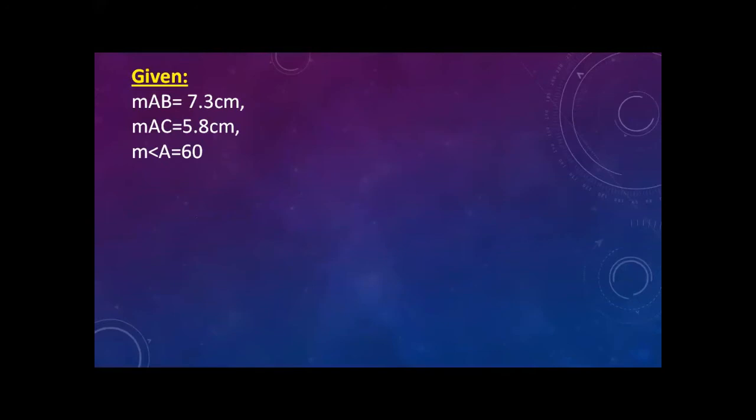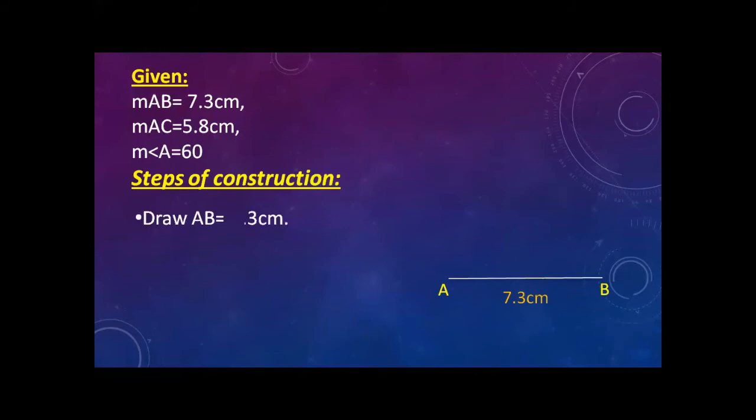Now what we have to do? Simply we start our construction work from the baseline. We have already discussed in the previous slide that we always start our construction work from the baseline. So first we have to draw a baseline that is 7.3 centimeter. What is the starting point? A, and the ending point is B. So in step number 1, we have to draw a baseline of 7.3 centimeter from A to B. Write down the steps one by one. What we have done in step number 1, we have drawn a baseline 7.3 centimeter.